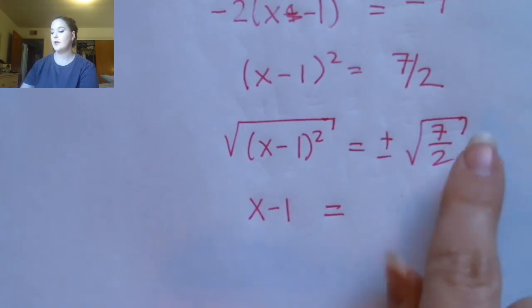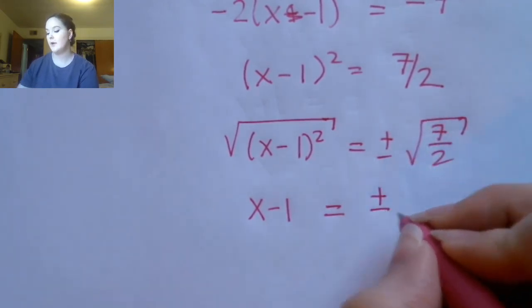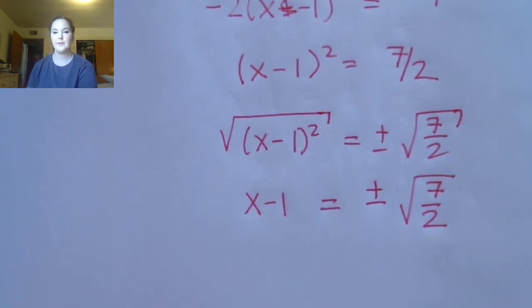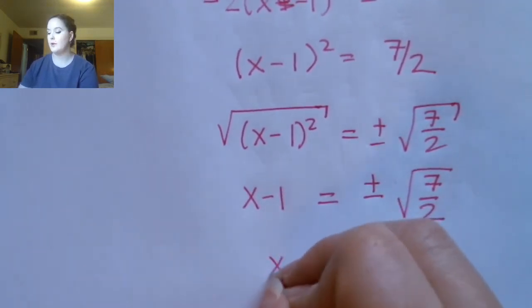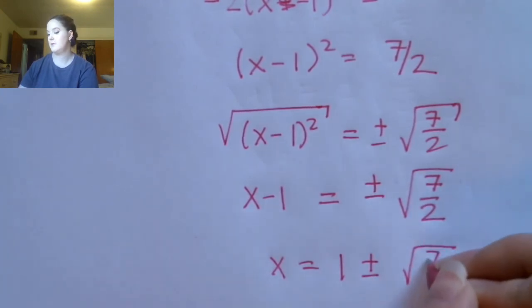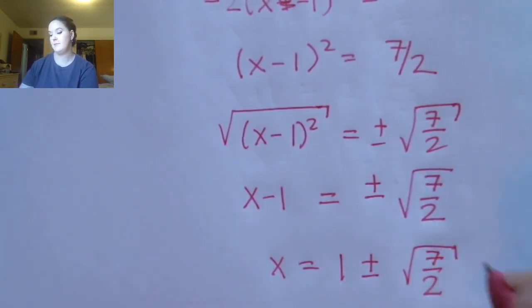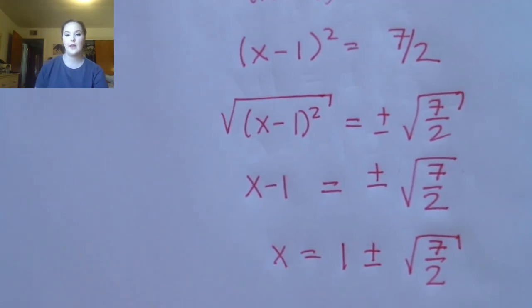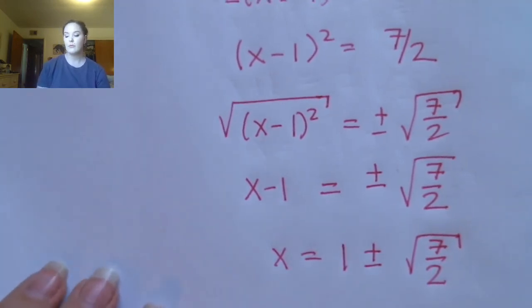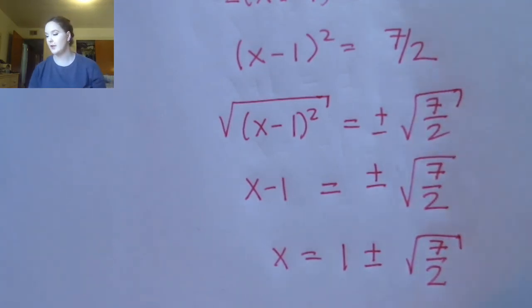Okay, and over here this doesn't simplify at all, right? Neither of these are squares, so I'm just going to leave it like this. Okay, and now I'm going to add 1 to both sides. Okay, and that would be my pair of answers. 1 plus root 7 over 2, 1 minus root 7 over 2. Okay. All right, let's do one more example with the leading coefficient.